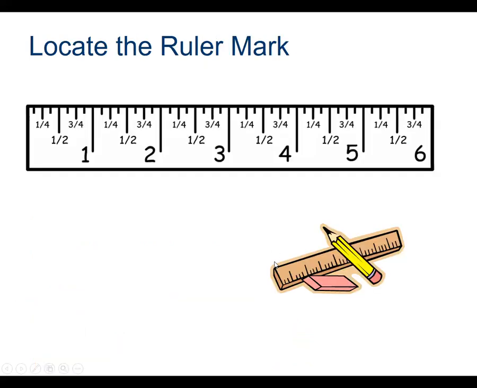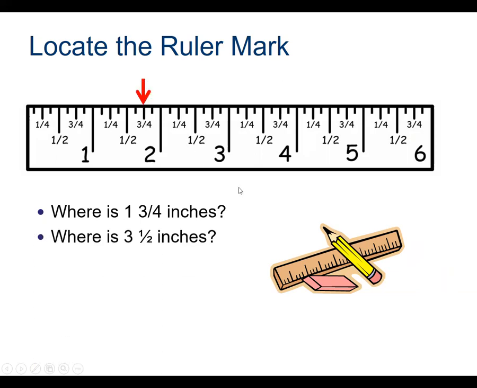All right, so here is a ruler. And so you look at the ruler, locate the ruler mark. What do they mean by that? So here we go. 1 3/4. Where is it? Well, here's 1. And then after that, we've got a quarter, a half, and 3/4. So I think it's right there. Yay, I was right.